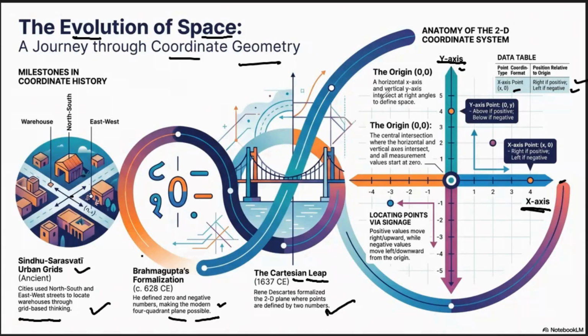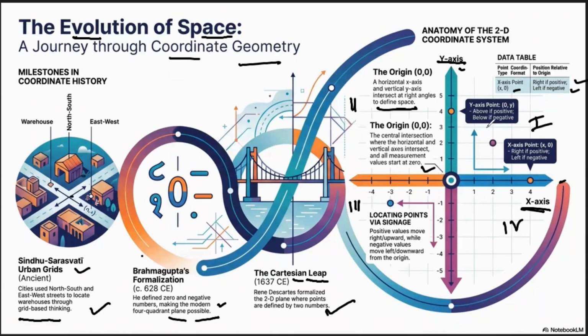The horizontal x-axis and the vertical y-axis intersect at a right angle to define the space, and it divides into 4 quadrants. First, second, third, and fourth quadrant, like that. So this is the origin, the central intersection where the horizontal and vertical axes intersect, and all measurement values start at 0.